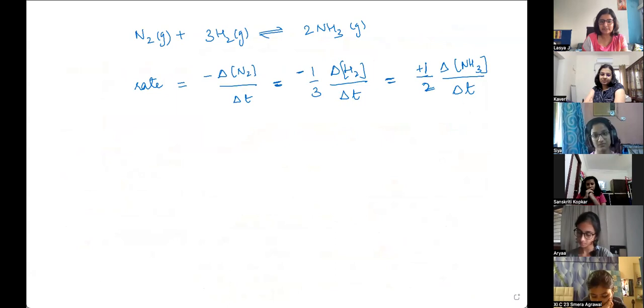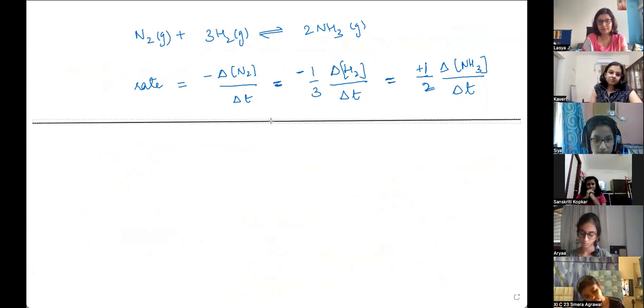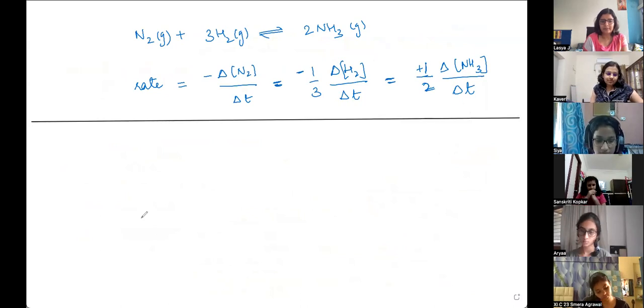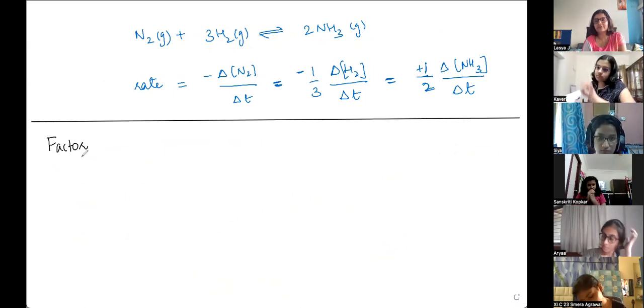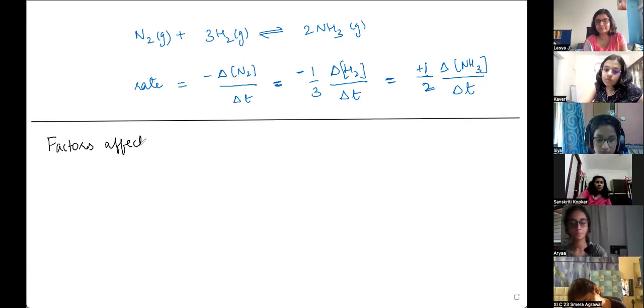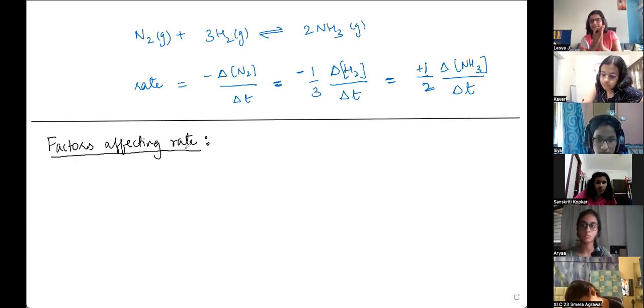So the next section is about factors relating to the rate of a reaction. Factors affecting the rate of reaction. What do you think would affect the rate of a reaction? How do you speed up or slow down reactions? Le Chatelier's thing. I mean, Le Chatelier's affects equilibrium, pushing equilibrium to the left or right. Here we are talking about speeding up or slowing down the reaction. So what all are the different factors?